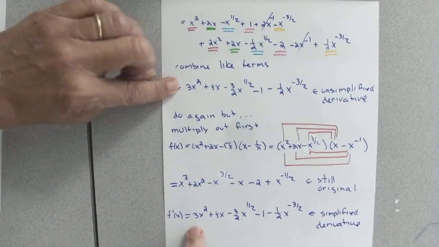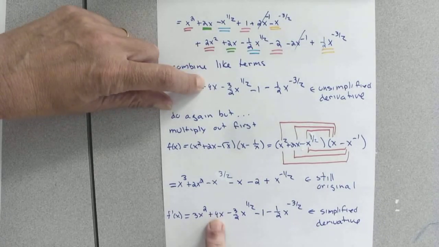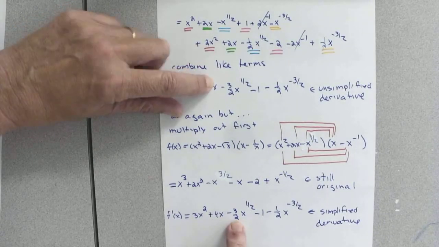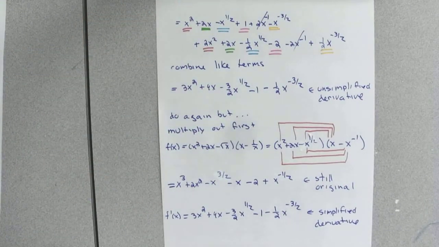And let's compare. First answer and second answer, 3x squared, 4x, minus 3/2 x to the 1/2, minus 1, minus 1/2 x to the negative 3/2. They're the same answer, so I feel really good that they are both right. But the second way was much easier. So the moral of this story is whenever you can multiply out first, multiply out. Simplifying first is always easier when it's a possibility. And we'll conclude that video.